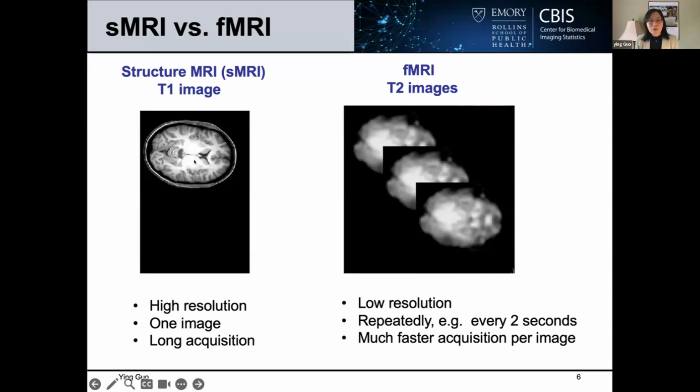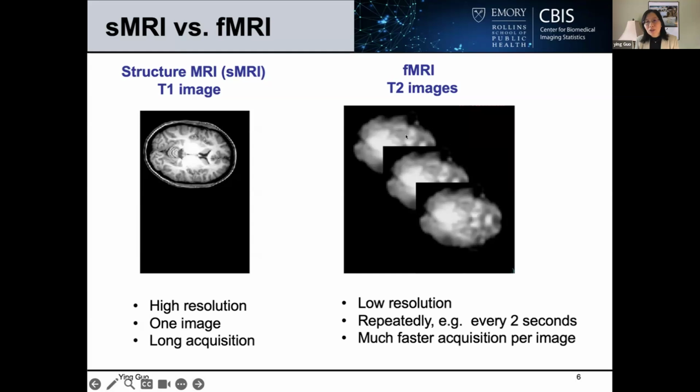The upside is that it provides high spatial resolution for distinguishing different types of tissue. So we usually obtain one structural image, a T1 image, in the session, and this is what we call the structural image because it helps to study the brain's structure.